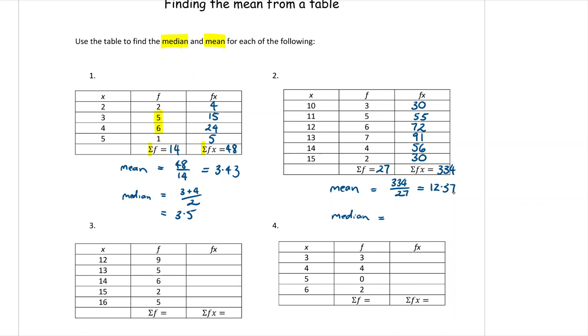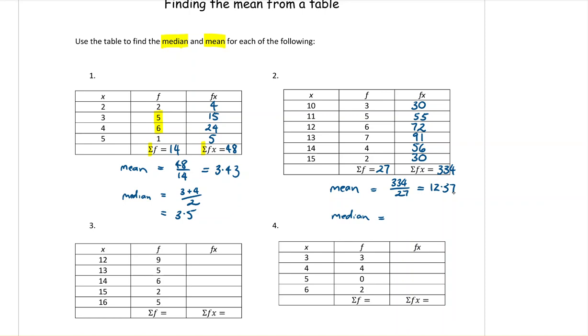Everyone had a go? So the mean is 334 divided by 27, so you should get 12.37. To find the median, let's go through that again because I think that's the trickiest part, to find the middle of those numbers. There is 27 scores in this table. That frequency number there tells you that. Add 1 and divide by 2, so that's 28 divided by 2 is 14. I'm looking for the 14th number as I count down this frequency.